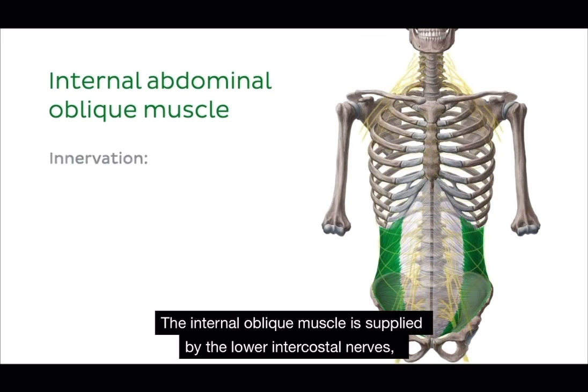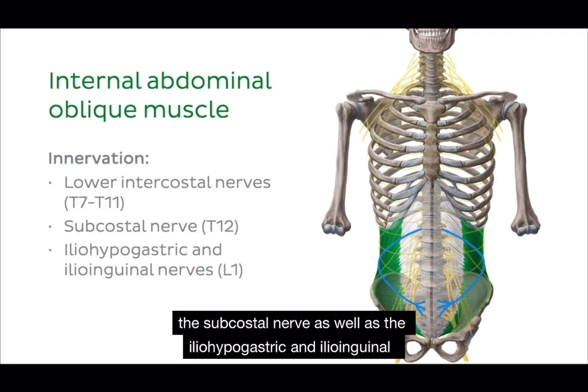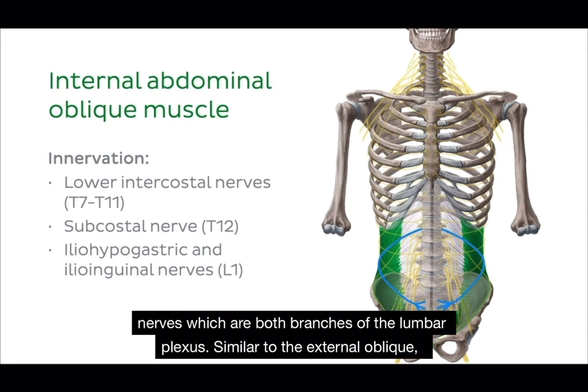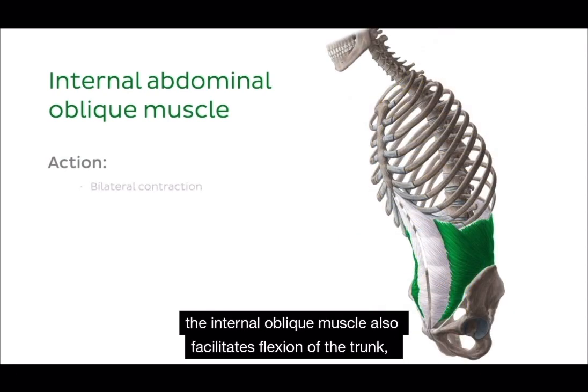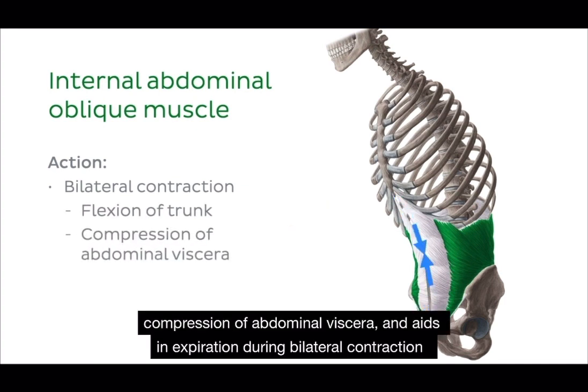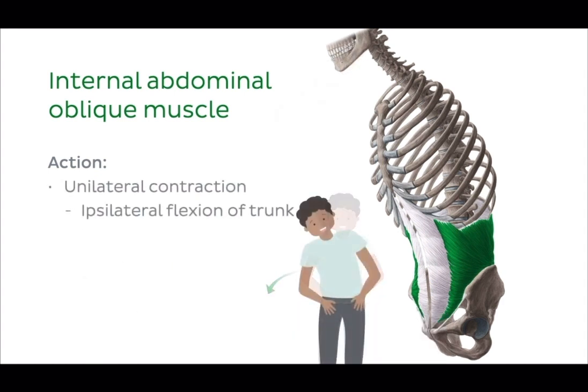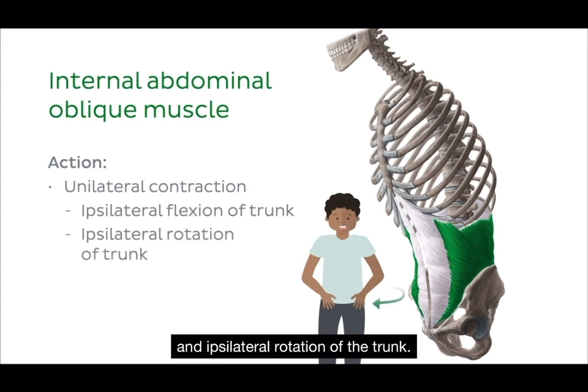The internal oblique muscle is supplied by the lower intercostal nerves, the subcostal nerve, as well as the iliohypogastric and ilioinguinal nerves, which are both branches of the lumbar plexus. Similar to the external oblique, the internal oblique muscle also facilitates flexion of the trunk, compression of abdominal viscera, and aids in expiration during bilateral contraction of the muscle. During unilateral contraction, the muscle contributes ipsilateral flexion and ipsilateral rotation of the trunk.